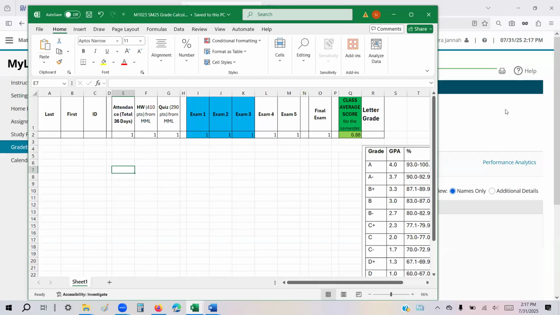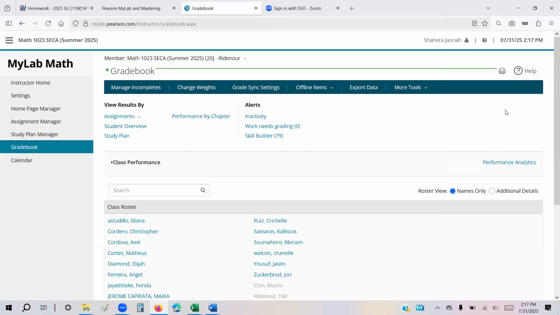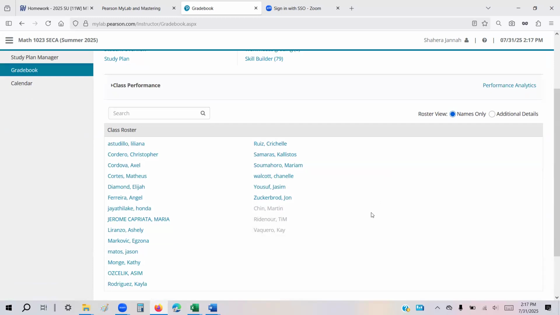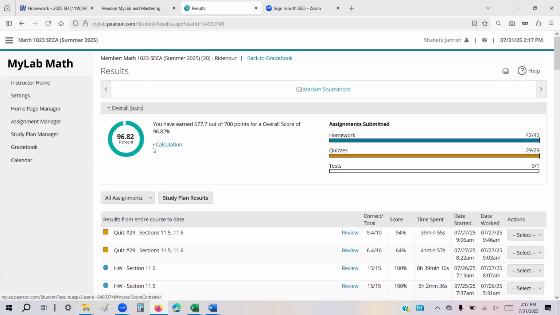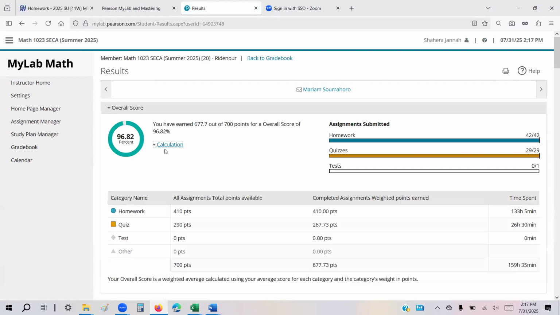So when you go to MyMathLab, go to your gradebook. Okay, I don't know how your gradebook looks because this is the instructor point of view. Now, when you pull out your gradebook, let me take Mariam. She completed everything. When you pull out your gradebook, I think you'll see something called overall score. So if you see the overall score, click on calculation, and then it will tell you how much you have in the homework and how much you have in the quizzes.